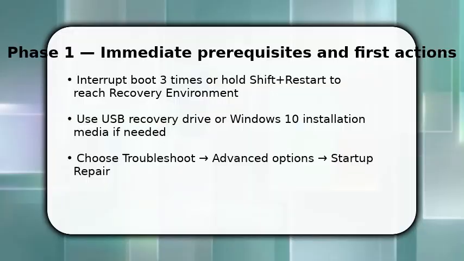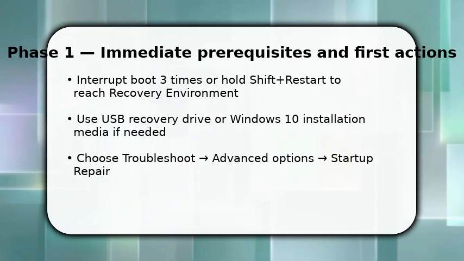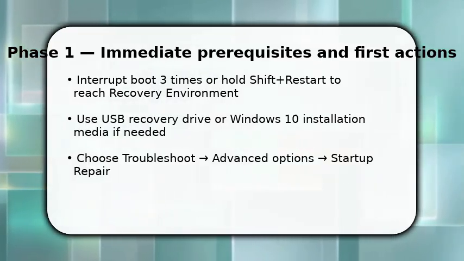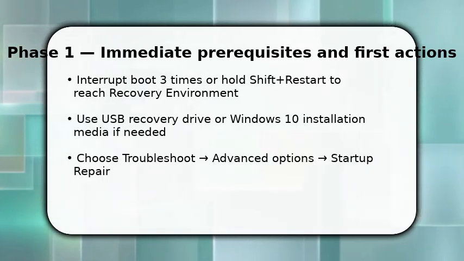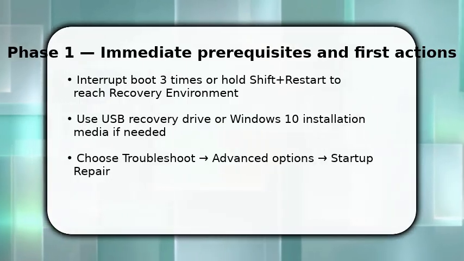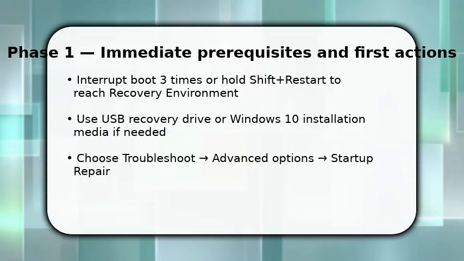Please enjoy the video. You begin by forcing Windows into the recovery environment. This is faster than guessing. If the PC won't reach safe mode, interrupt boot 3 times or hold Shift and click Restart. Once the menu appears, select Troubleshoot, then Advanced Options.